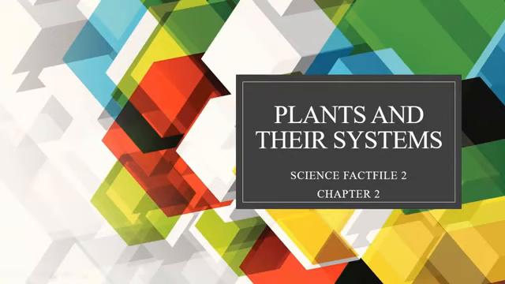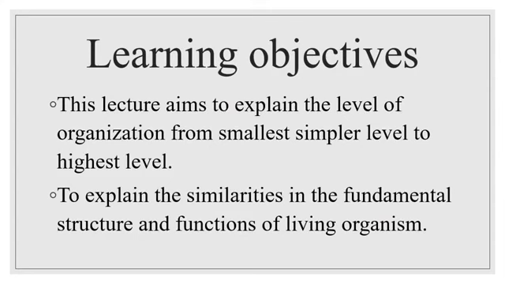So this lecture is from Science Fact File 2, Chapter 2, Plants and Their System. But before we dig in, let us have an introductory concept on levels of organization and compare plants and animal systems. The learning objectives of this class: this lecture aims to explain the level of organization from the smallest, simplest level to the highest level. It also explains the similarities in the fundamental structure and function of living organisms.